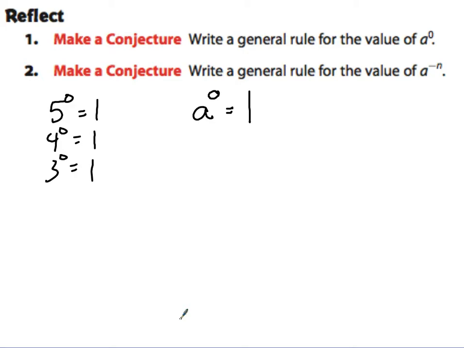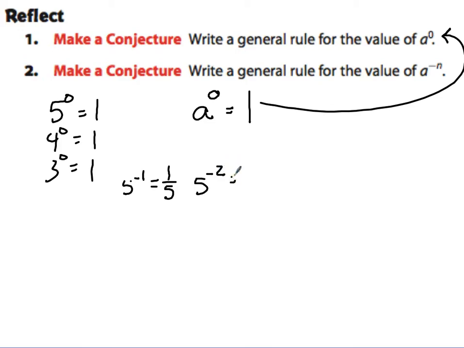Okay, and let's take a look. Write a general rule for the value of a to the negative n. Let's go back to those patterns. So here, when I had 5 to the negative 1, it was 1/5. When I had 5 to the negative 2, it was 1/25.